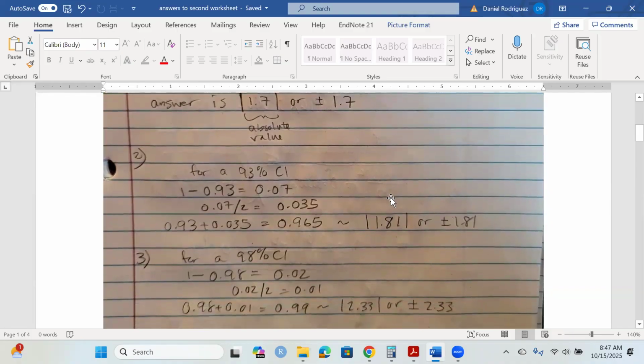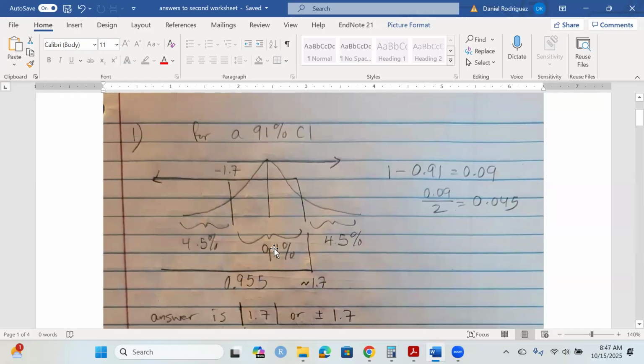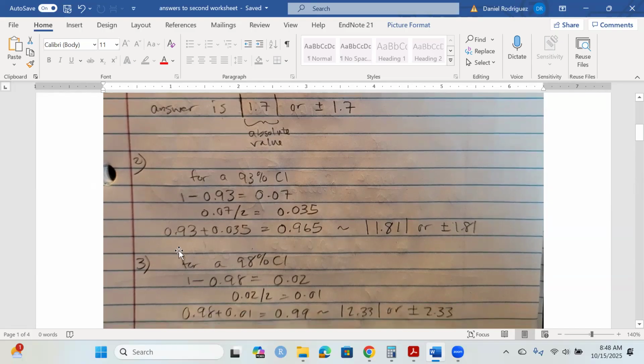Second question is for a 93% confidence interval. What are the critical values? So we're following the same process. Do 1 minus 0.93 is 0.07. We cut that in half, just like we did before. And so it's 0.035. Take 0.93 again. The 0.93 represents this area now. Instead of 0.91, it's 0.93. Right? So we do 0.93 subtracted from 1, we get 0.07. Divide that by 2 is 0.035. 0.93 plus 0.035 gives us everything to the left of whatever that cutoff point is. We get 0.965. That's my area under the curve to the left of that point.